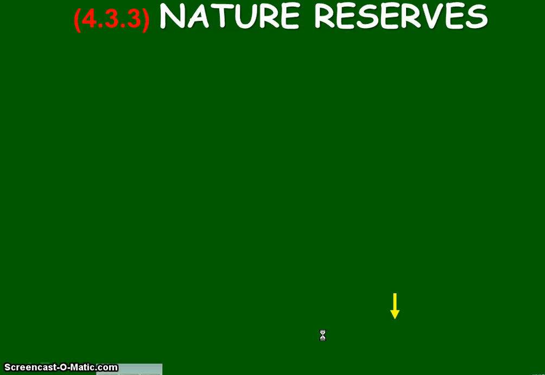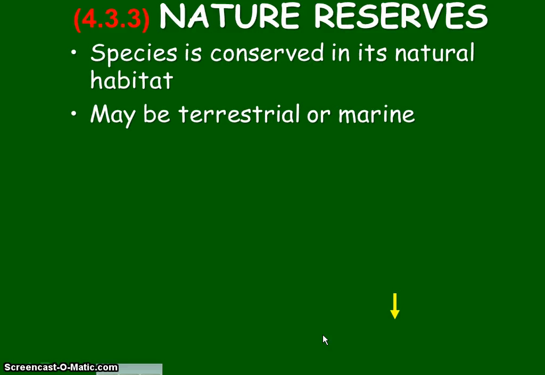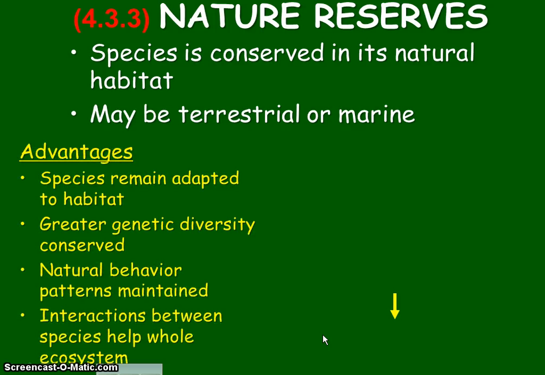Lastly, we're going to talk nature reserves. This is actually its own objective, and we're going to focus on it more next class. So this is just a preview. These are going to conserve species and their habitats, like we talked about. They're terrestrial or marine. There's a lot of advantages. We've talked about some of them, like there being more natural stuff there since it's the whole habitat. There's more genetic diversity since it's a complex ecosystem. We can observe as scientists natural patterns and their natural interactions.